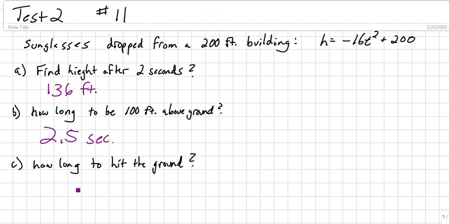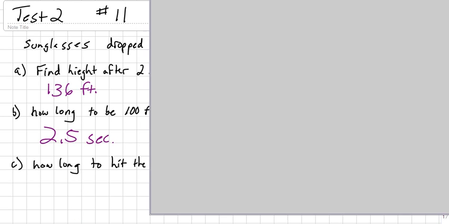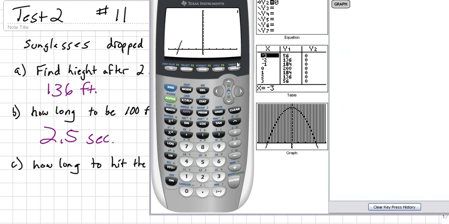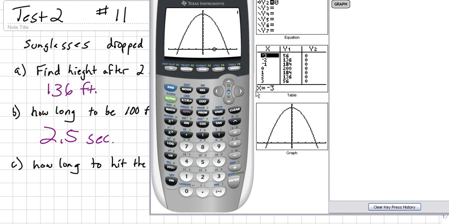And finally, for part C, it says how long will it take before it hits the ground? Well, that's simple. The ground is at 0, so I'm going to graph a line at 0. And you can see there's my parabola, and of course I'm graphing a line right on the x-axis. And what I'm interested in is this intersection point right here. So after I finish this graphing, I'm going to use my second calc trace to get my intersection there.